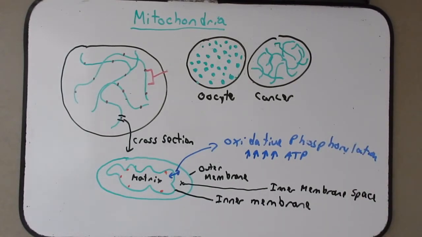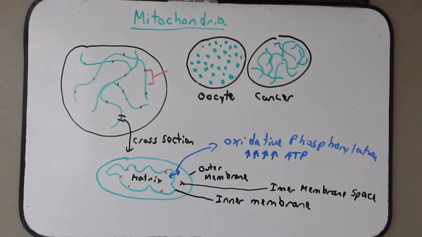Now, in addition to the relative amounts, some cells will change the amount of mitochondria they have in them. For instance, muscle cells. Over the course of the lifetime of a muscle cell, there may be more or fewer mitochondria in them because the muscle demands may change throughout the course of a lifetime.